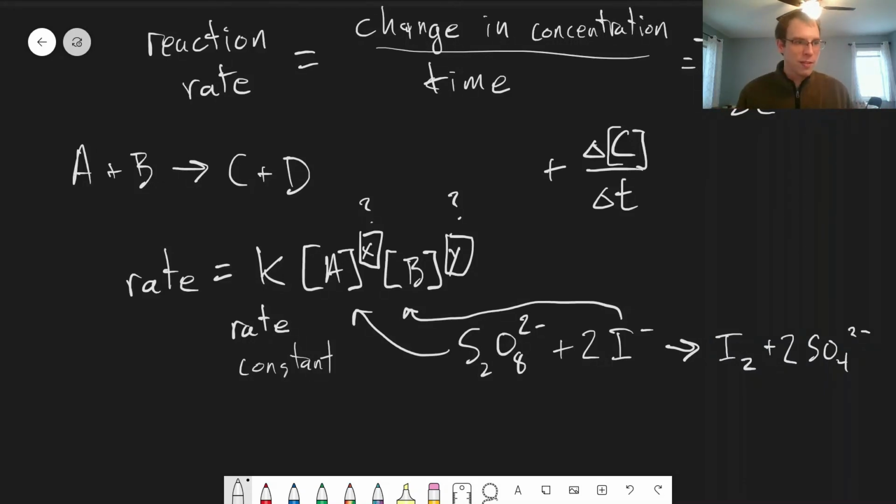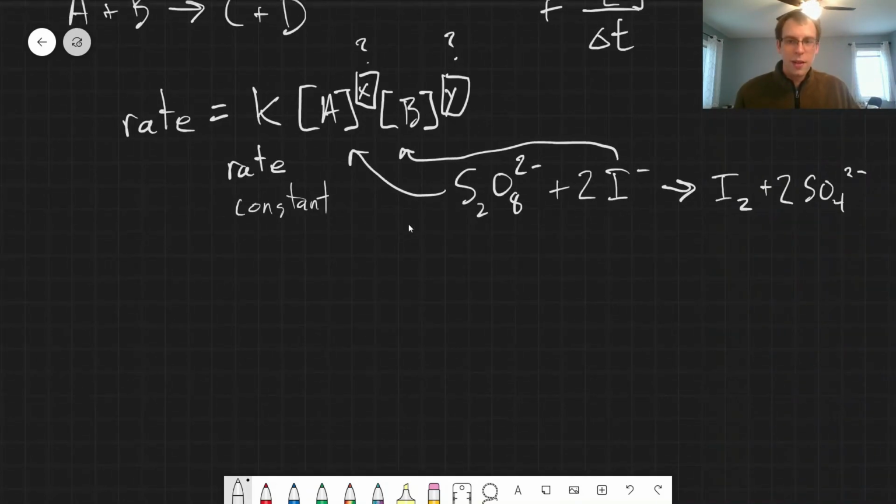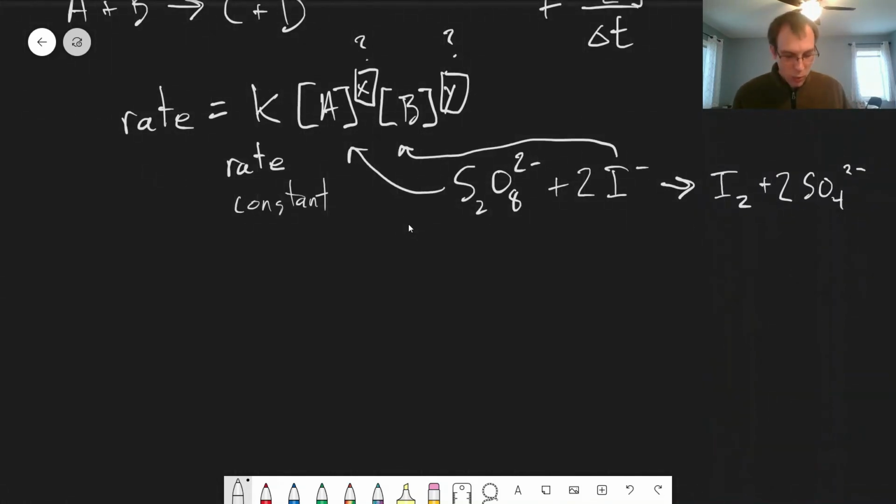And that's the purpose of our lab today: to measure the rate of this reaction, find the rate law, and find the rate constant for this reaction, so that we can quantitatively talk about the rate of the reaction. So let's look at the order of the reaction.